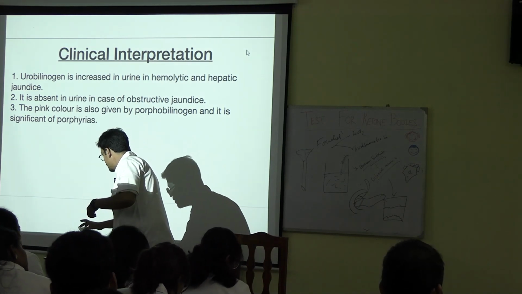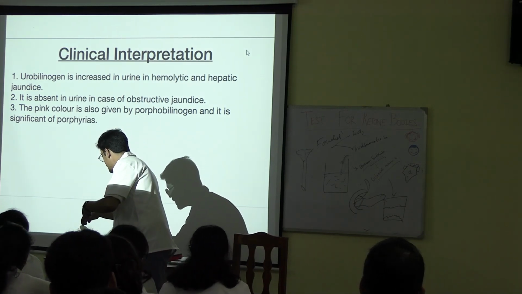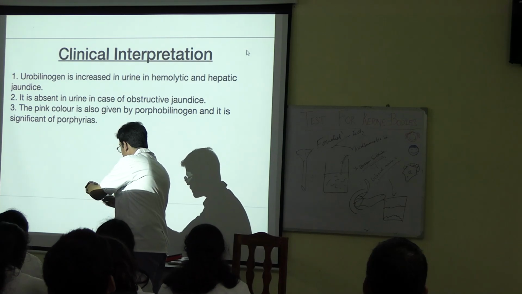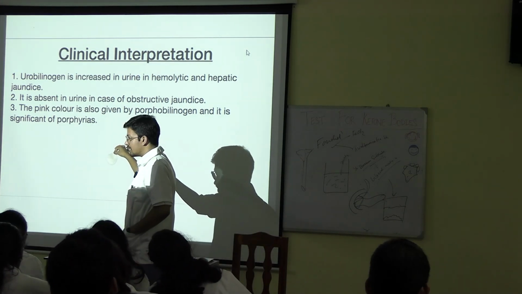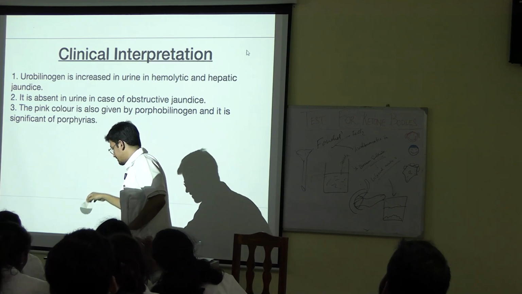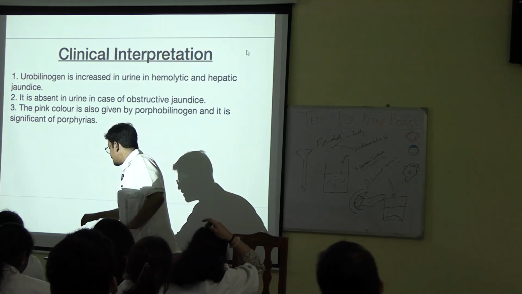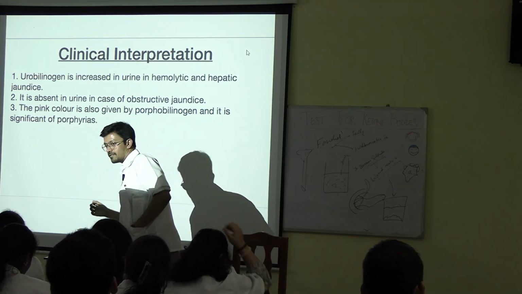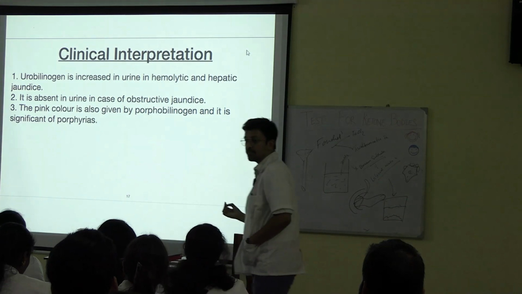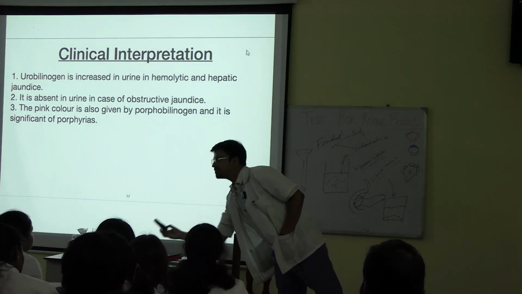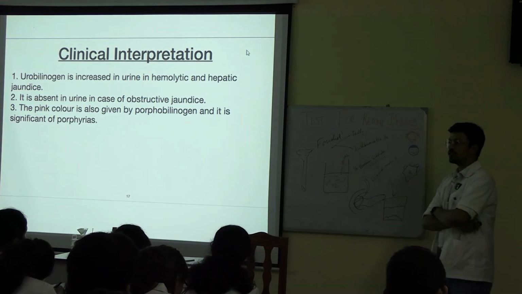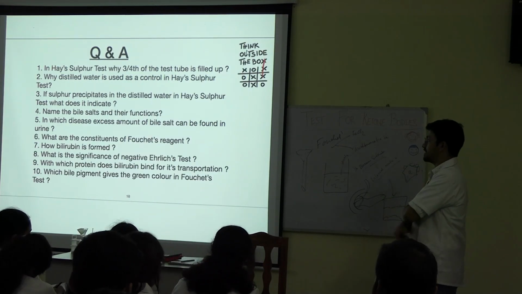Now I will show you the color of the filter paper. See the color of the filter paper. Is it yellow or is it green? Why is it green? Because of the presence of bilirubin. I did not add the glacial acetic acid. I just directly did the test. Okay. Now question answer session.